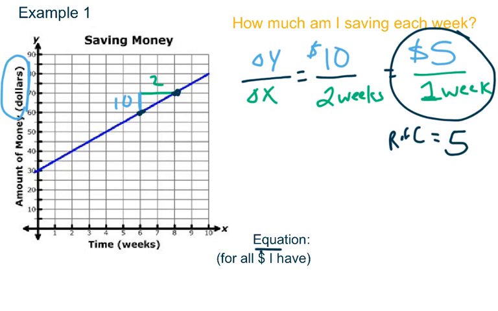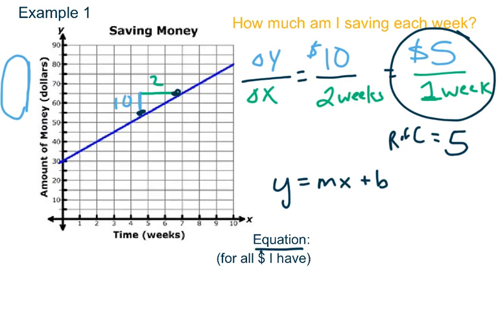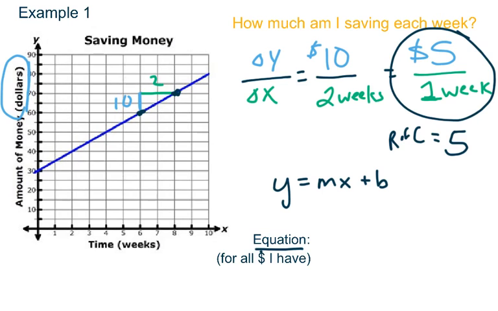Now, also it's asking us what's the equation here. Remember, we have our y equals mx plus b equation for linear graphs. So remember, linear meaning a straight line. It's a straight line, which means it's linear. So this is the equation that we can use for that. Remember, slope or rate of change is m.